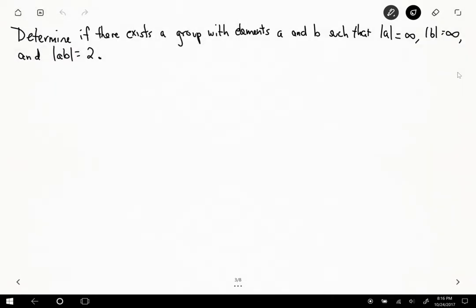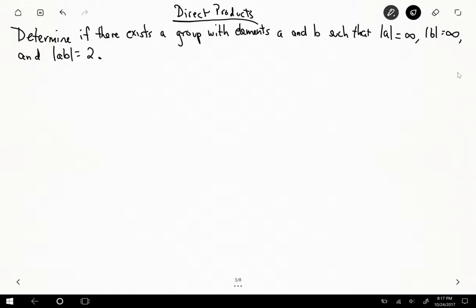Okay, moving on. So determine if there exists a group with elements A and B such that the order of A equals infinity, the order of B equals infinity, and the order of AB, however the operation is defined, equals 2, if possible. So what we're looking at now is direct products or direct sums, however you want to call it. So how do we go about doing something like this?